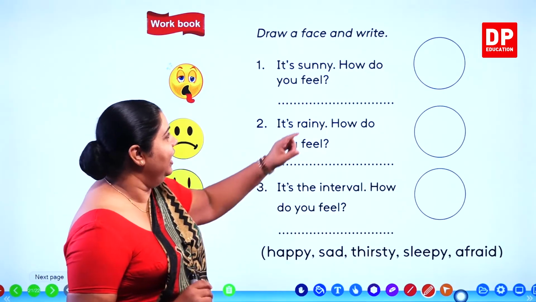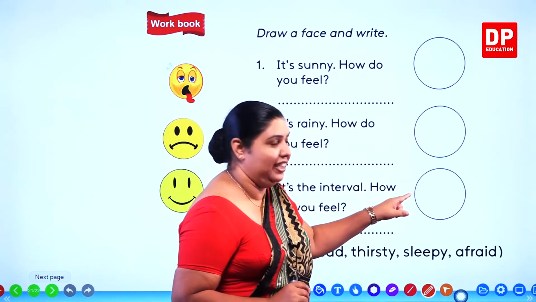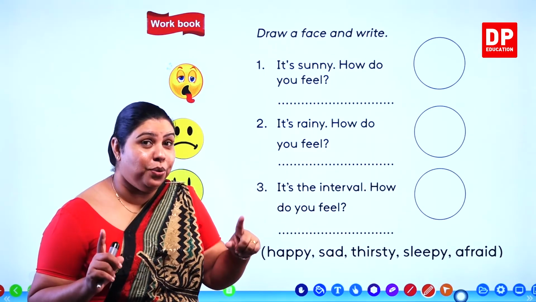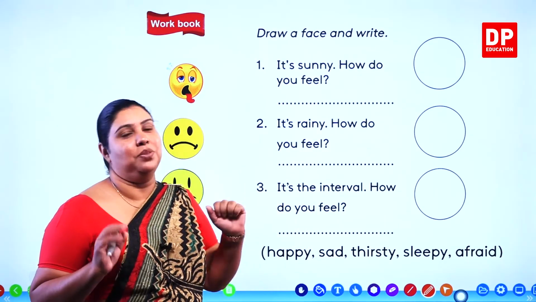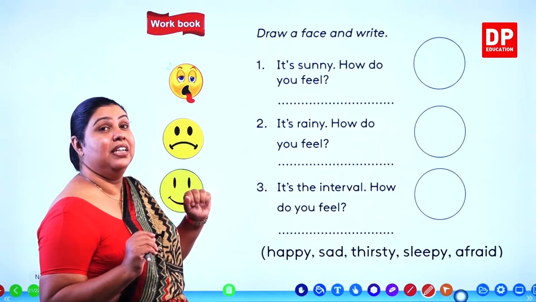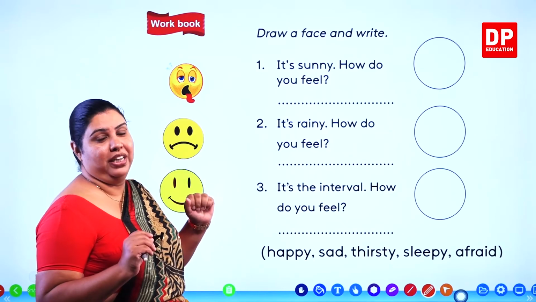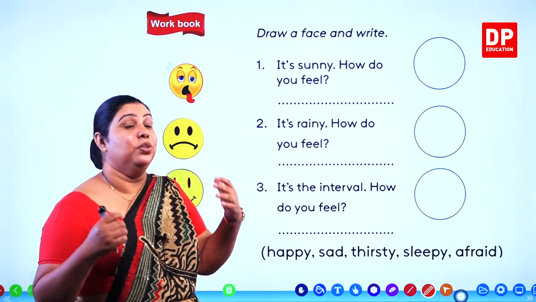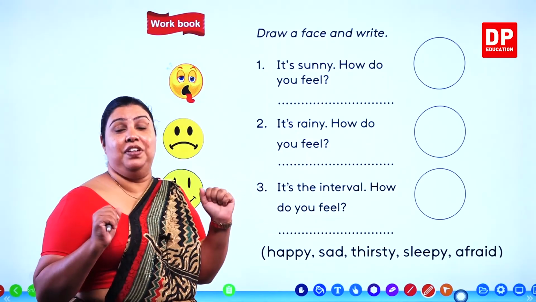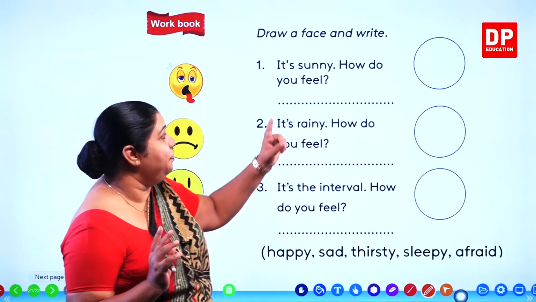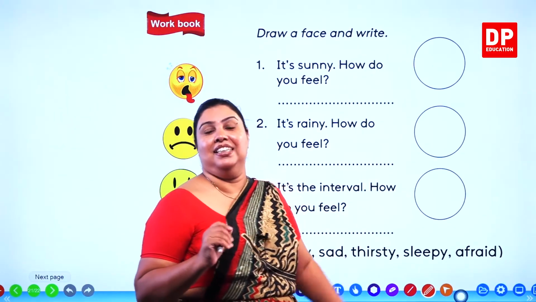Now can you see there are circles here? You have to draw the correct face and you have to write the correct word as well. Okay? Right. So we have the different faces to draw here. Now, because we are talking about emotions, we are going to talk about the feelings that we have. You have to show that feeling by drawing a face inside these circles.